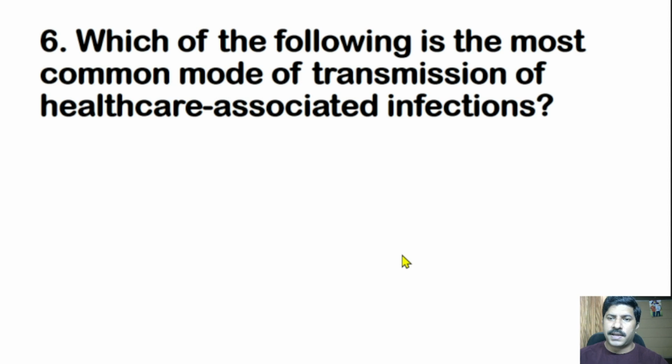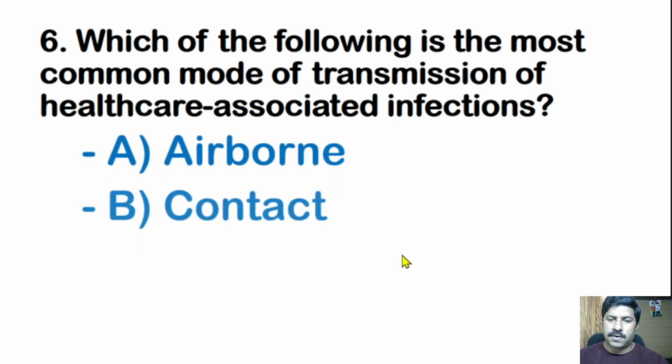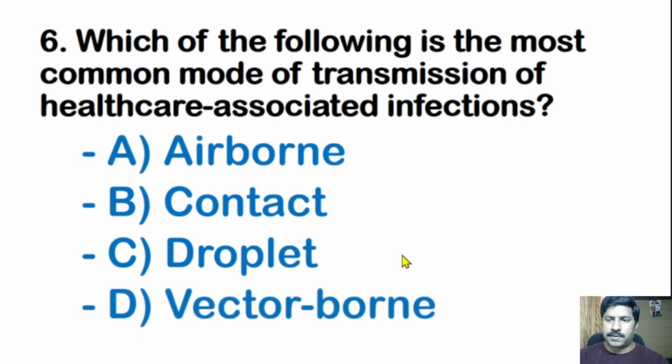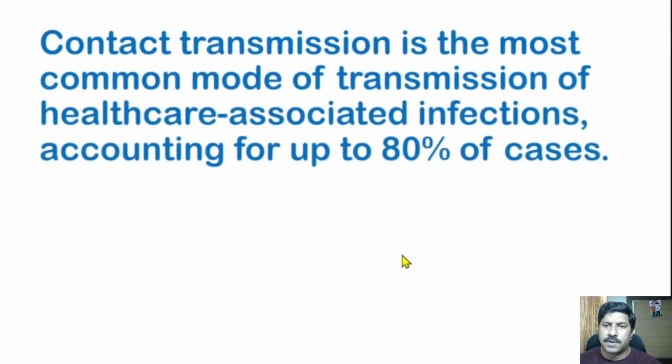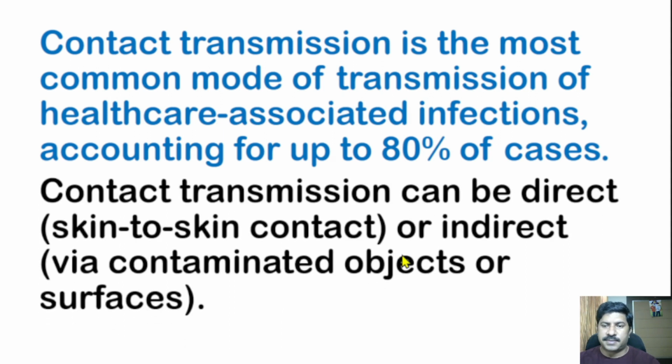Next question. Which of the following is the most common mode of transmission of healthcare associated infection or HAI? Airborne, contact, droplet, vector-borne. The correct answer is contact. The most common transmission of healthcare associated infection is contact transmission. Contact transmission is the most common mode of transmission of healthcare associated infections, accounting for up to 80% of cases. Contact transmission can be direct skin to skin contact or indirect via contaminated objects or surfaces.